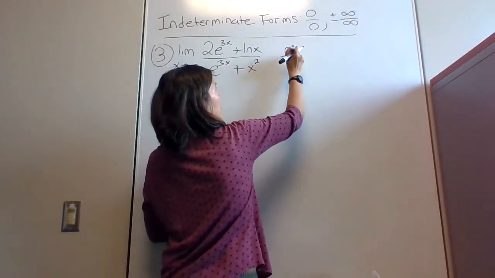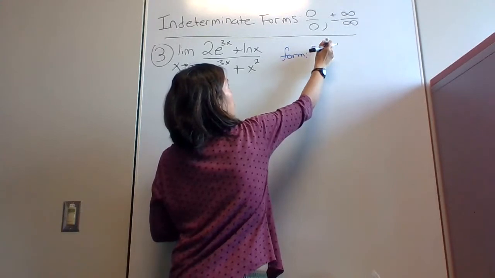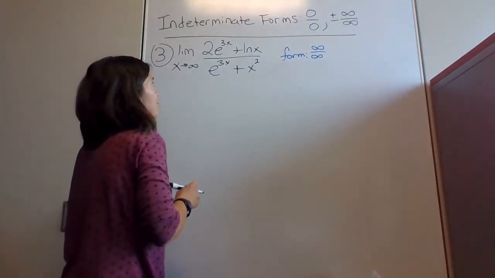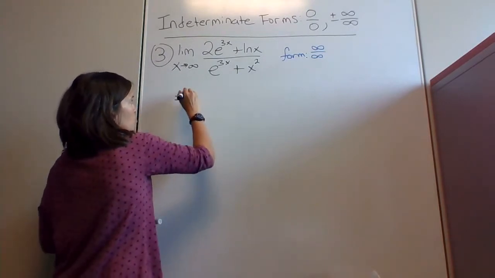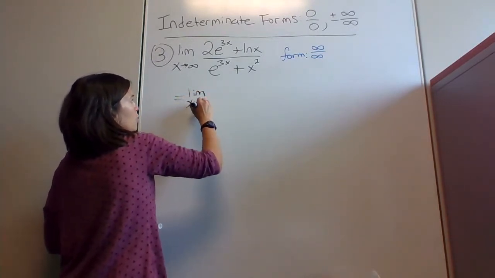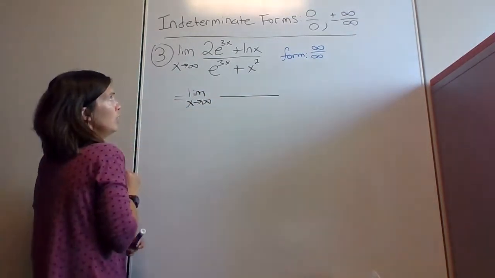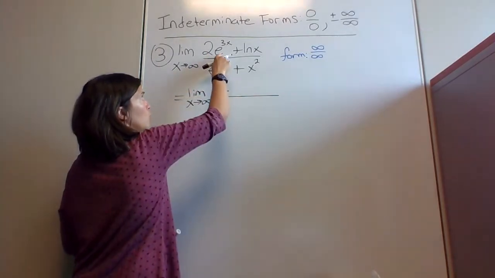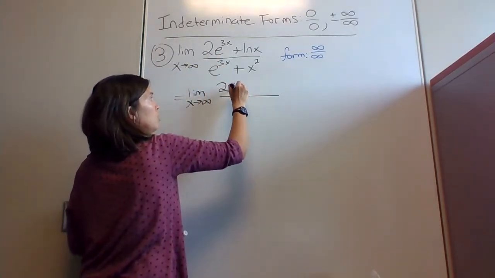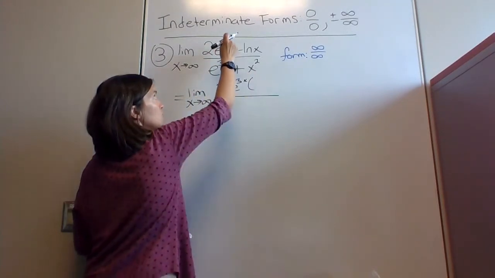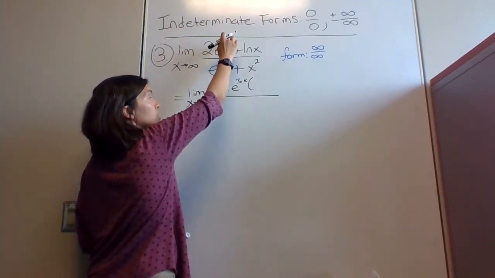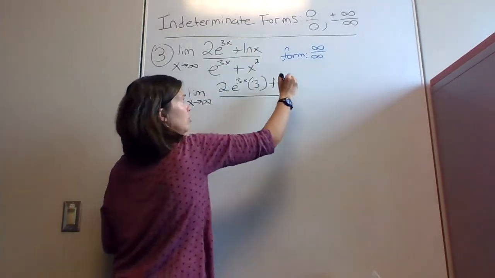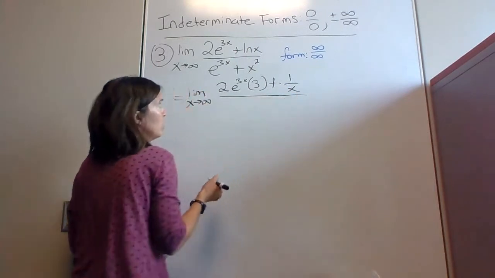This limit still has that form infinity over infinity. The numerator and denominator are both increasing without bound. So we can apply L'Hopital's rule. So this is equal to the limit of, derivative of the top will be 2 times the derivative of e to the 3x, which is e to the 3x, times the derivative of the inside, we're using chain rule here, derivative of the exponent, which is 3, plus the derivative of natural log of x, which is 1 over x.